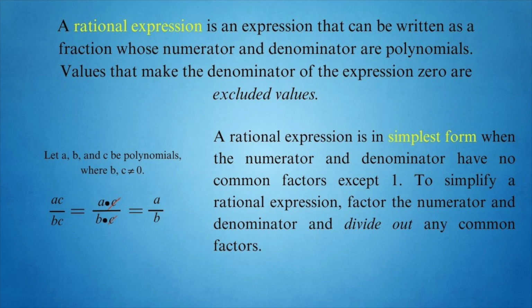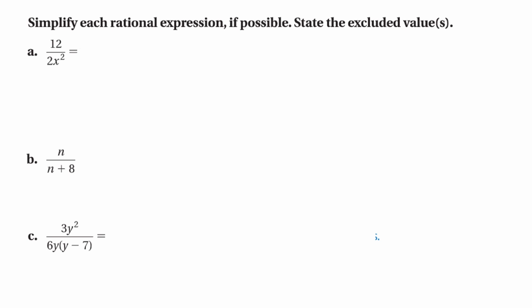So we always start by finding our excluded values, and then we're going to factor both the numerator and the denominator, and we're going to cancel out any common factors that we see in both. So we're taking a look here at our first expression. And the first thing that we want to do is figure out what our excluded values are.